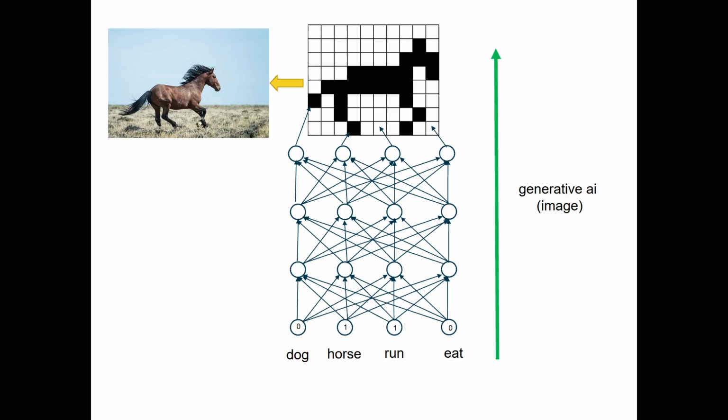For example, image generation. Instead of giving the network an image and then wanting to retrieve categories, we give the network categories, for example dog, horse, run, eat, and then it will generate an image. It works broadly in the same way, even if there are significant differences. We won't necessarily use the same layers in the same way. It's not exactly the same, but the basic principle is the same.